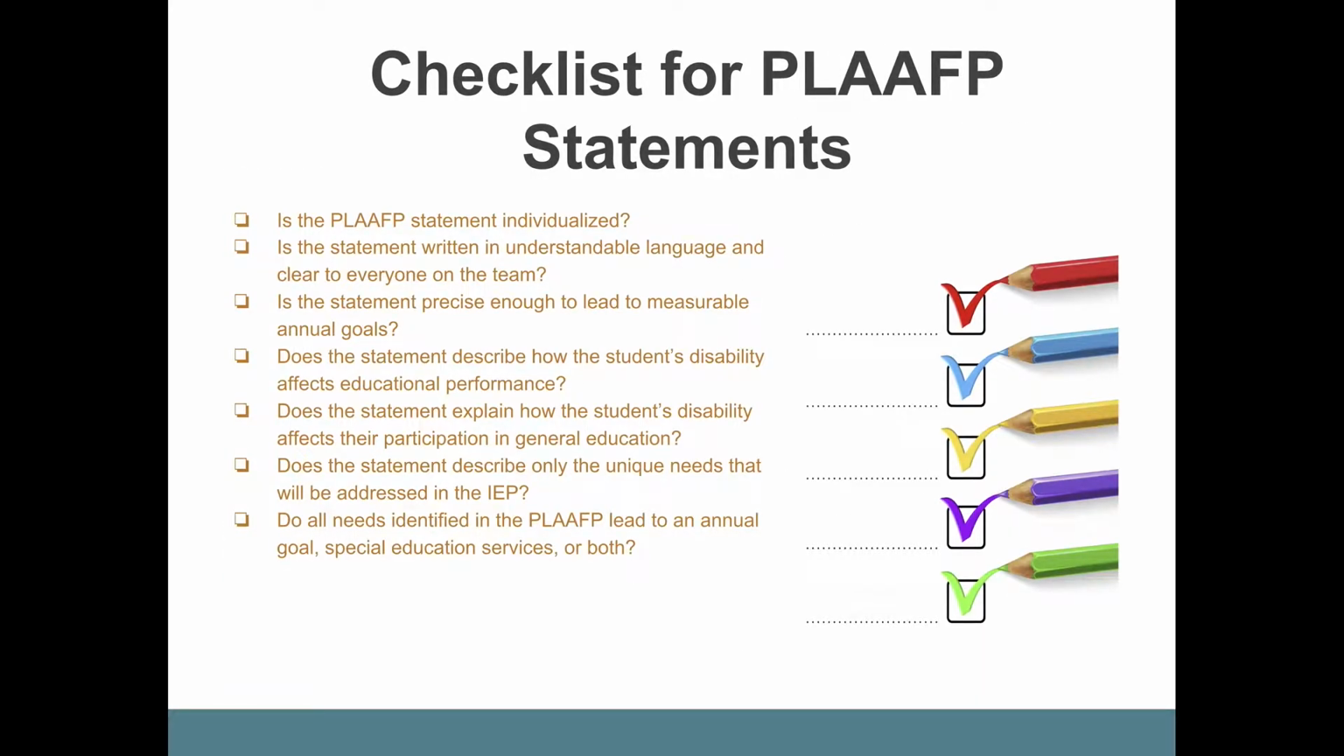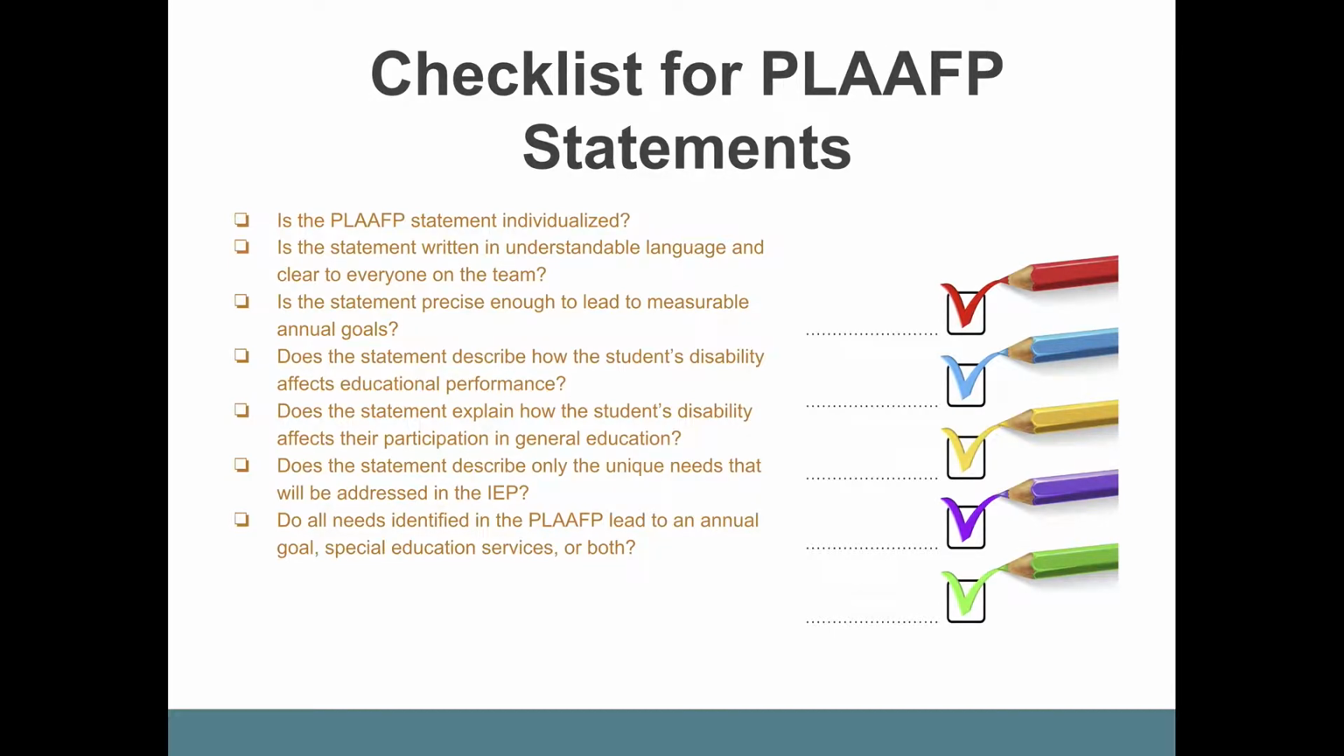So here you have a checklist for the PLAAFP statements, and this is also in your book. It's in your chapter 8, so you can find this checklist. So for example, you want to make sure that the statement is precise enough to lead to measurable annual goals. And you want to be able to determine if the statement describes only the unique needs that will be addressed in the IEP.